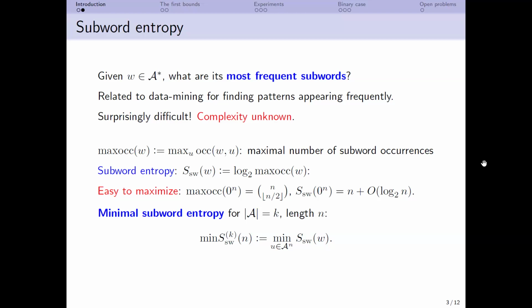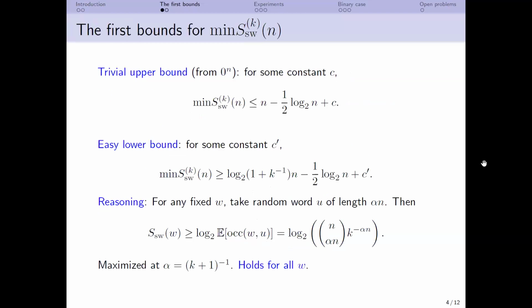Okay, so I want to study this, and this would be the minimal subword entropy. This would be the object that we are really interested in. So first, we want to study it. The first step is to give bounds on it. We have a trivial upper bound: the example we took, the subword entropy of any word, will serve as an upper bound. So I take the most simple one, which gives an upper bound of n minus something.